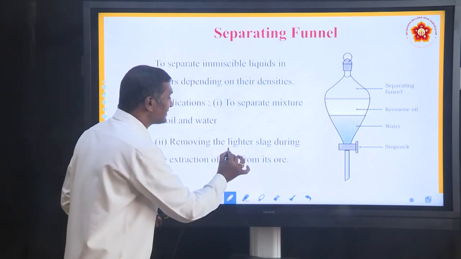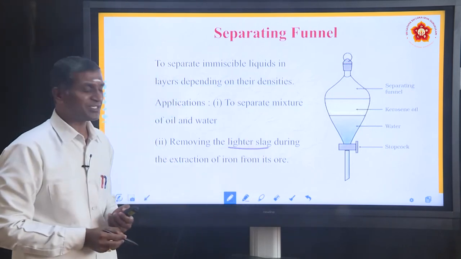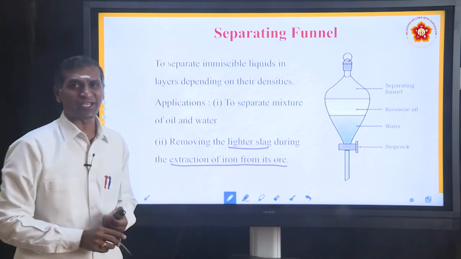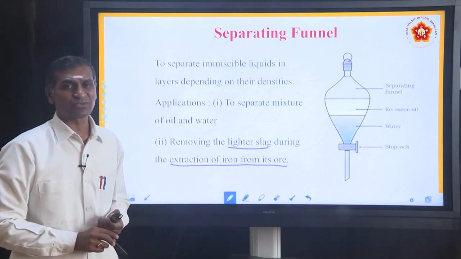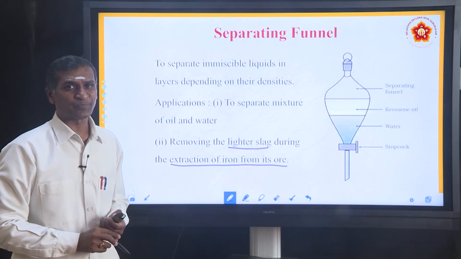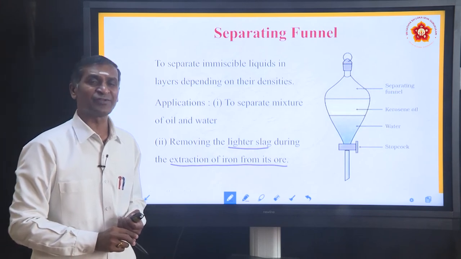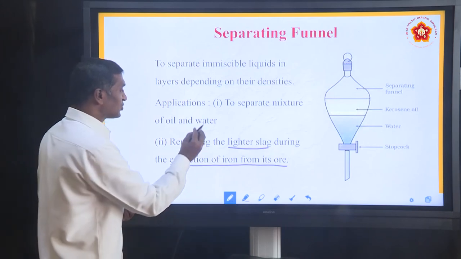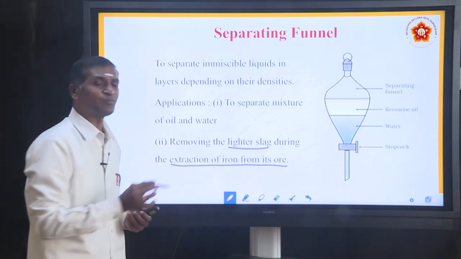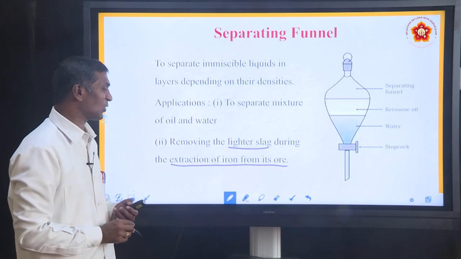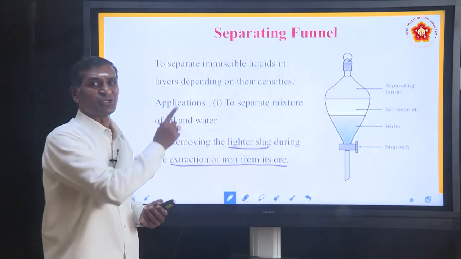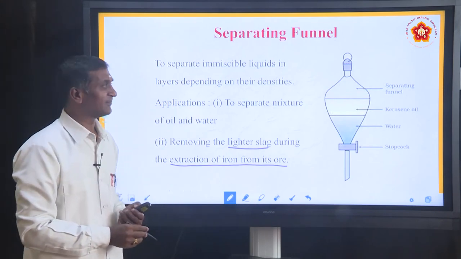It is also used for removing the lighter slag, the impurities, during the extraction of iron from its ore in the metallurgy process. Ore is a mineral from which a metal is extracted. So, to remove the lighter impurities that are there in the ore during the extraction of iron, we use this separating funnel.